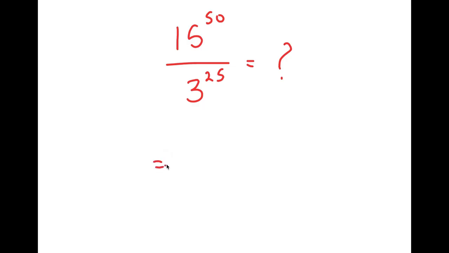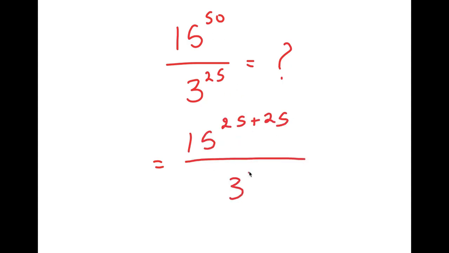Alright, so in this video, I'm going to solve the problem 15 to the power of 50 over 3 to the power of 25. So to solve this, I'm going to first start by rewriting this as 15 to the power of 25 plus 25. So I rewrote 50 as 25 plus 25 over 3 to the power of 25.